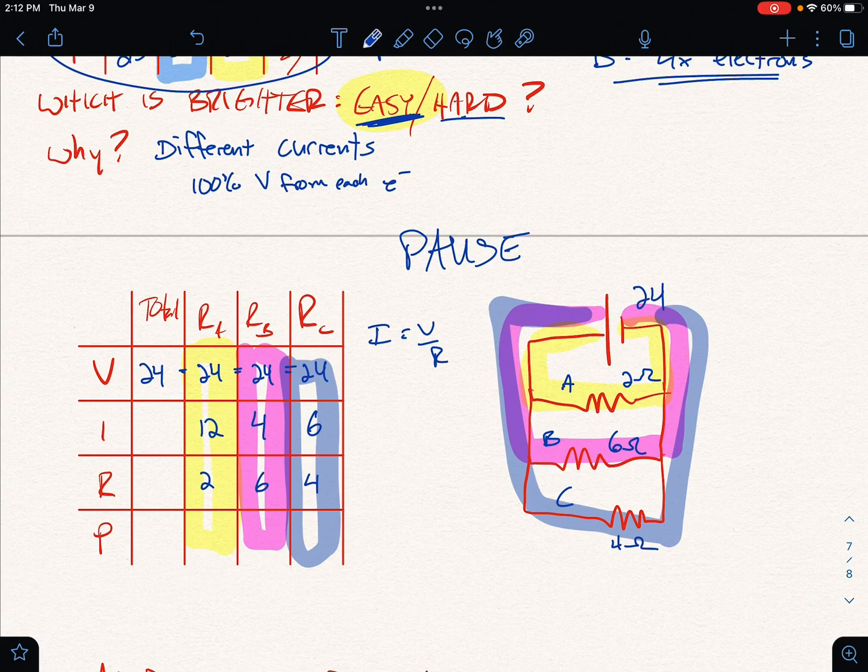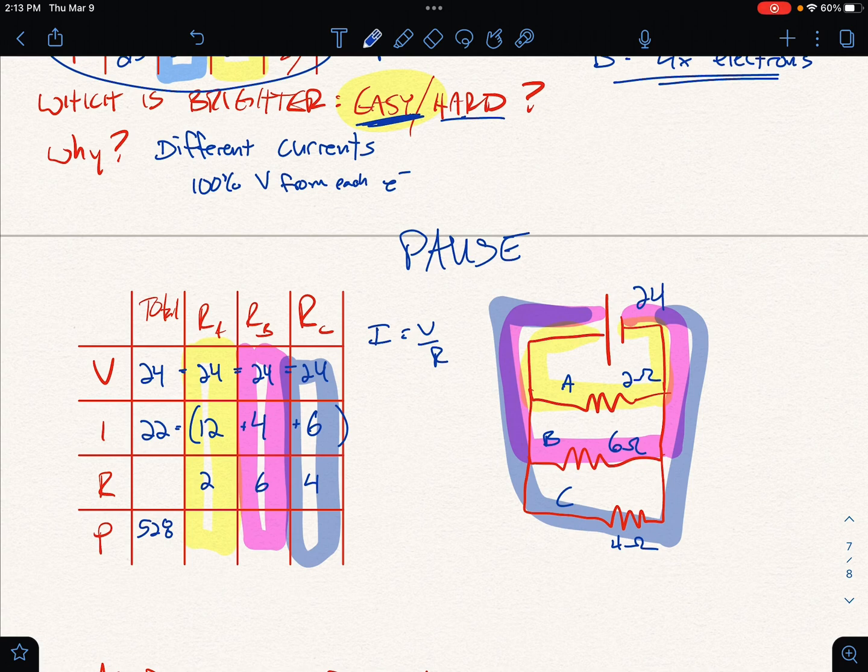4 plus 6 plus 12 I can do in my head is 22. 22 electrons come out of the battery every second. 4 go that way, 6 go that way, 12 go that way, but that has to all be added up to 22. So oh my gosh, I'm going to have to use a calculator for this one right here. I'm not trying to make a mistake. So 24 times 22, that means that this battery is giving out 528 pieces of energy every single second that goes by.